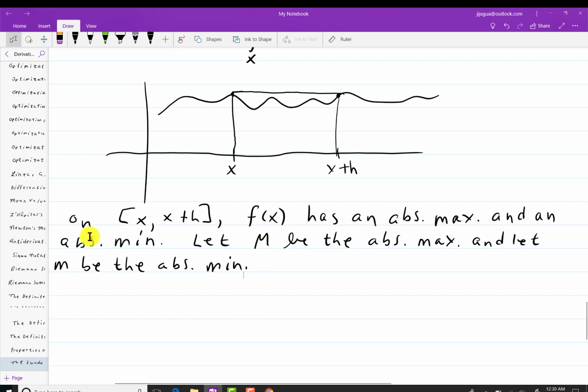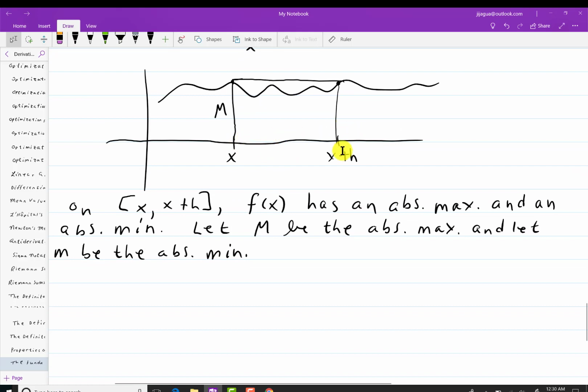And they occur at some value within the interval itself. If I look, then if this is the highest point, then this is a capital M. So no matter what you have, the length of this base is h. You take this minus this. So the integral from x to x plus h is most definitely less than or equal to capital M times h.